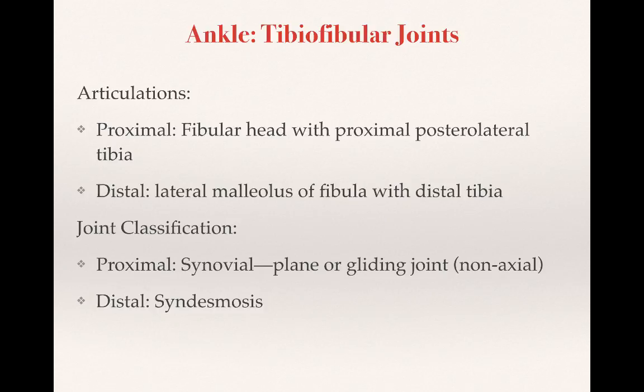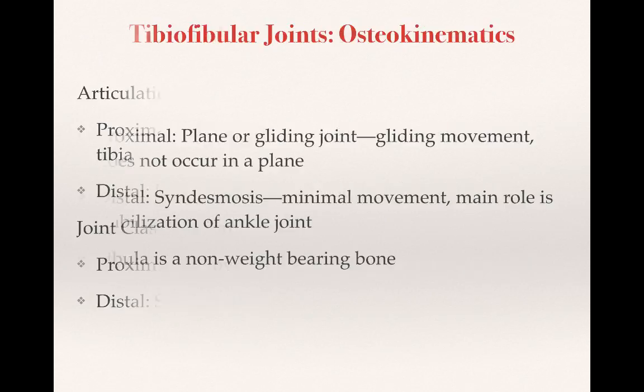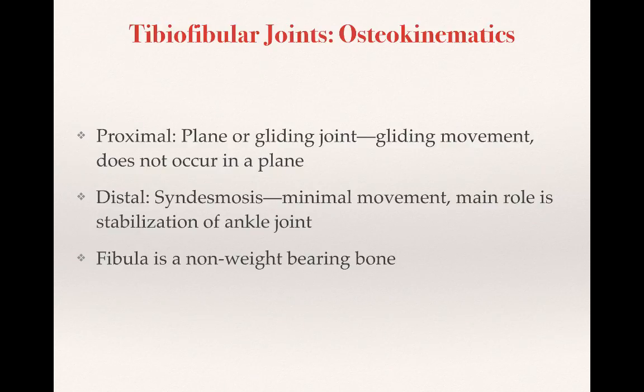minimal, if any, movement. The tibiofibular joint does allow some movements at the proximal joint since that is its only synovial joint. The gliding joint allows for very small movements but not in any one particular plane. Again, the distal joint is a syndesmosis, so the movement is minimal. The main role of this joint is to help stabilize the ankle joint.